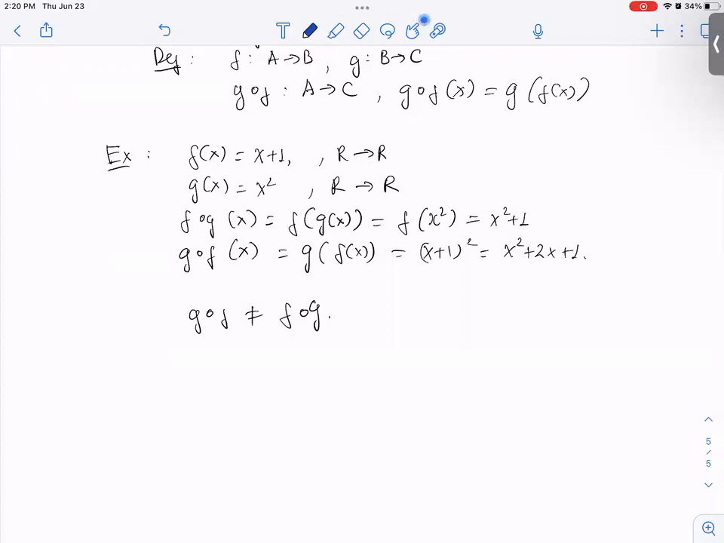On the other hand, if you consider the composition of g and f in that order, then this is going to be equal to g(f(x)). f(x) equals x plus 1, so this is equal to (x plus 1) squared, which is equal to x squared plus 2x plus 1. So clearly we see that the composition of g and f is not equal to the composition of f and g.